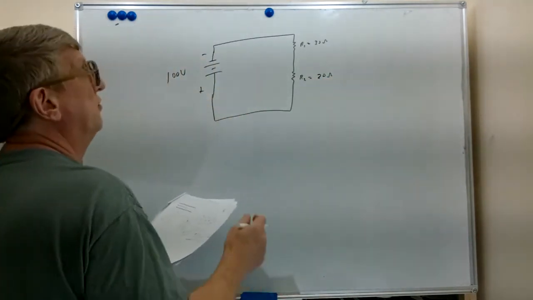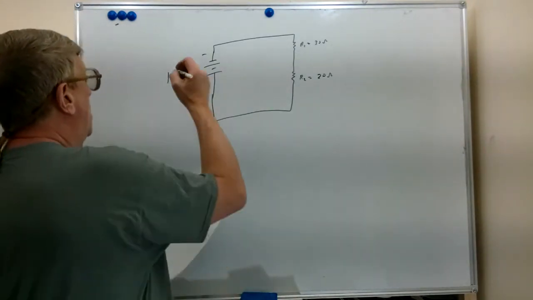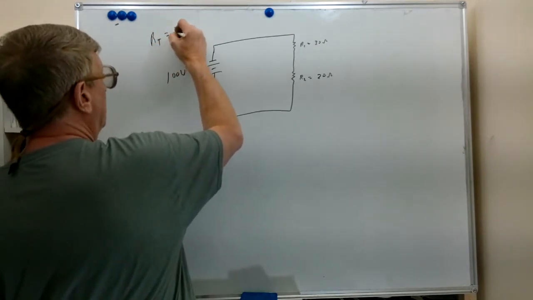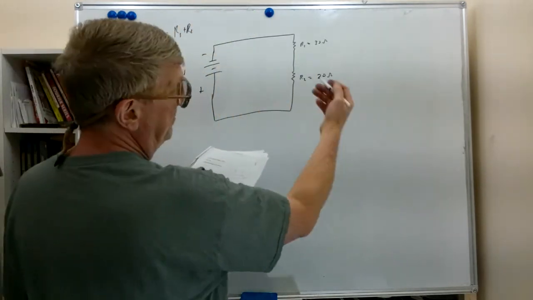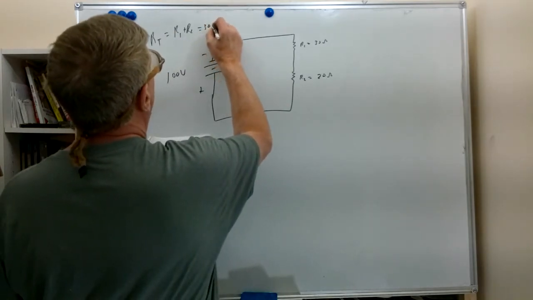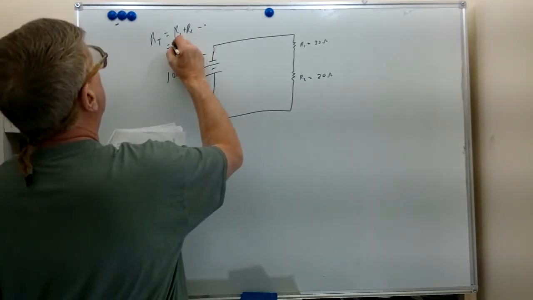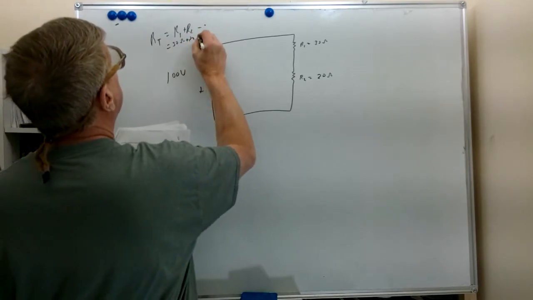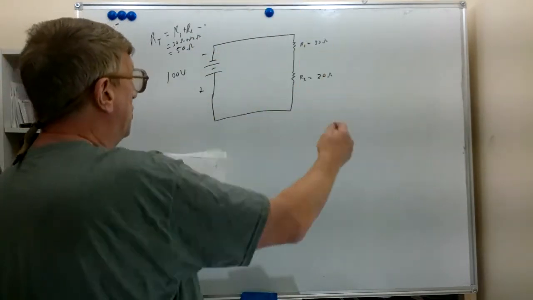The first thing we want to know is how much is the current in the circuit. And you probably recall that we have RT, R total, equals R1 plus R2, for however many we have. In this case we only have 2, so that's going to be 30 ohms plus 20 ohms, and that is going to equal 50 ohms. So we have 50 ohms total in the circuit.